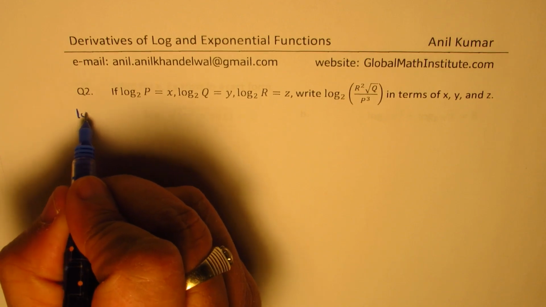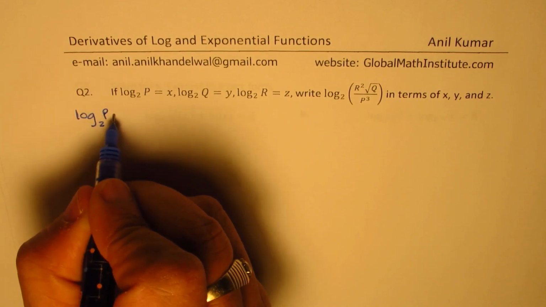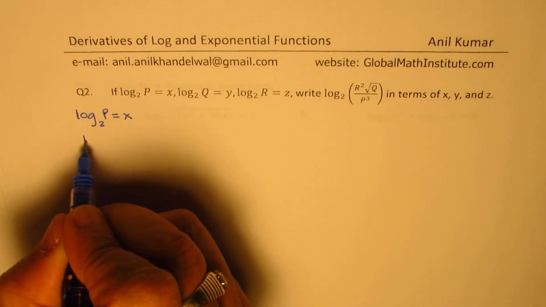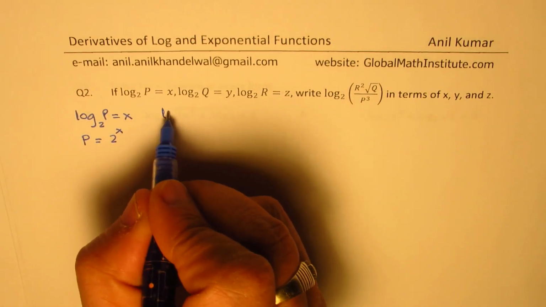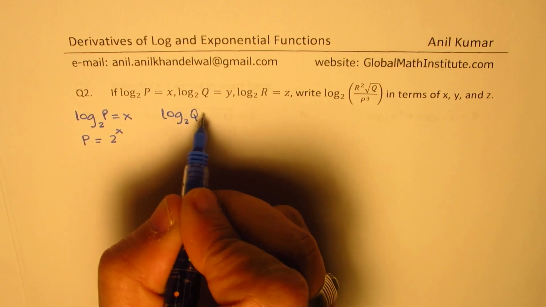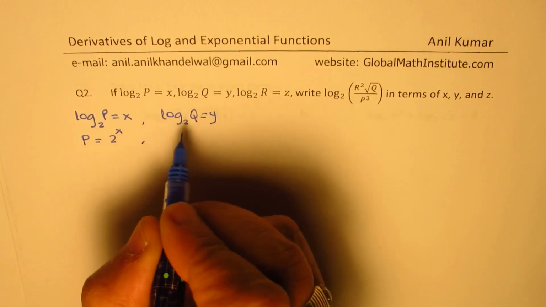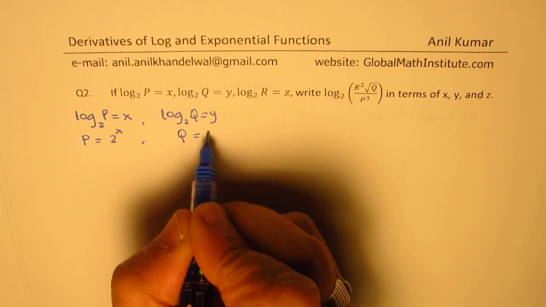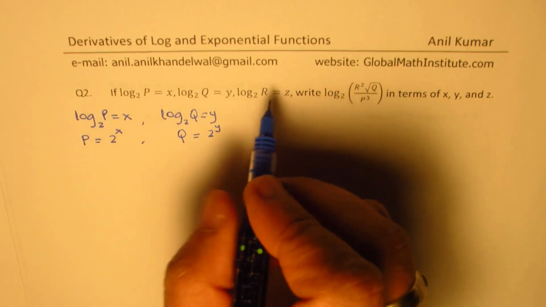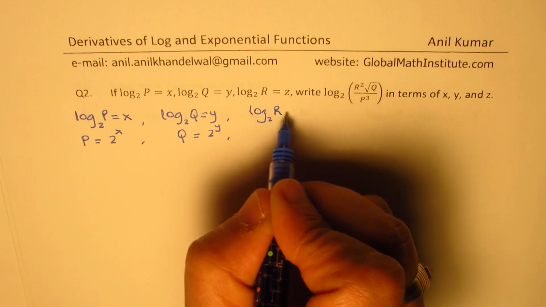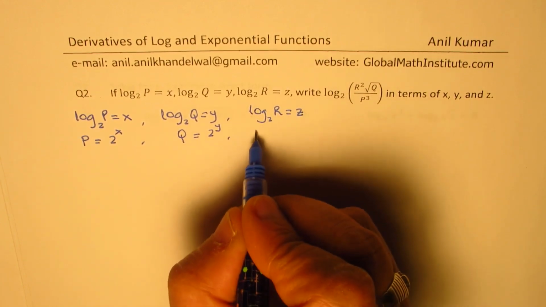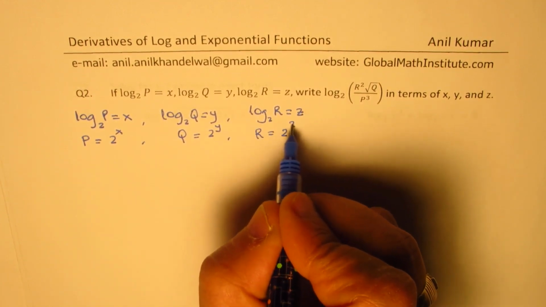So since we know that log to the base 2 of p equals x, p is equal to 2 to the power of x. And then we know that log to the base 2 of q is equal to y. So we can write q is 2 to the power of y. And we also know that log to the base 2 of r is z. So r is equal to 2 to the power of z.